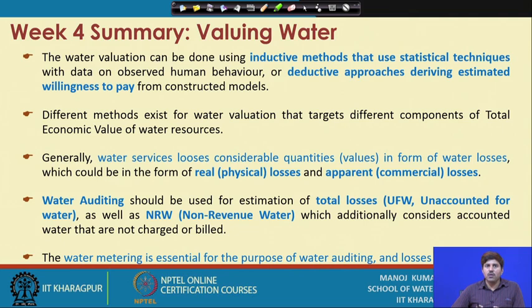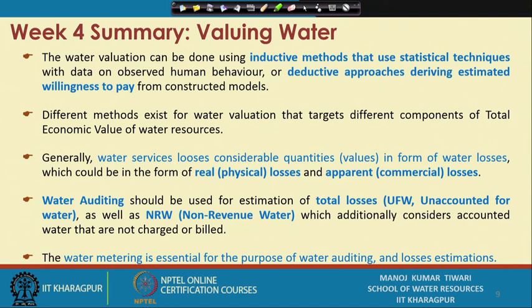Generally, water services lose considerable quantities, and when water is losing quantity, one can say that water is losing value in the form of water losses. These could be real or physical losses, which are primarily due to leakage in the connection, service pipeline, or leakage from meters, joints, those kinds of things, and could be apparent or commercial losses, which are because of water theft, or let us say inaccuracies in water metering. Okay. Those kinds of things can lead to commercial losses. So, when we sum up the real losses and commercial losses, we get the total water losses, which is also known as the unaccounted for water, or UFW.